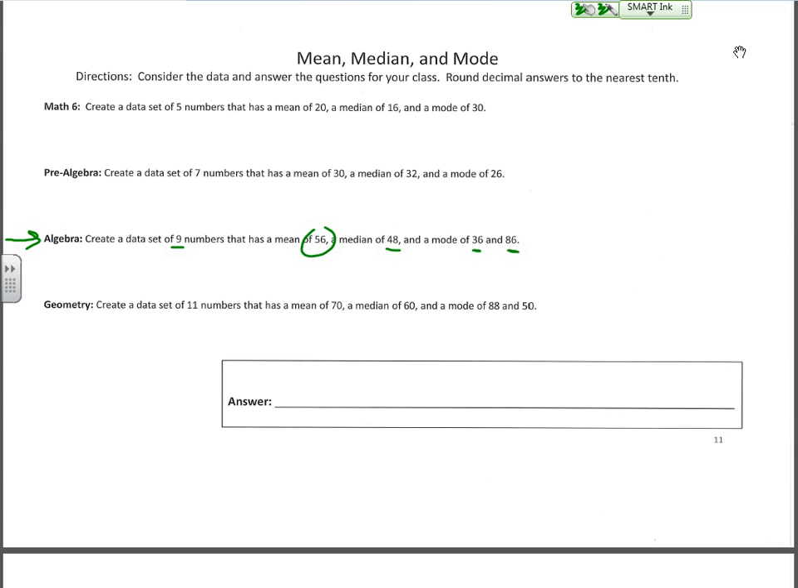So really, you're just writing the other 4 numbers of this data set that will give it a mean of 56. 56 doesn't have to be a number in your set necessarily. They just have to average to be 56. However, the other ones, 48, 36, and 86, they've got to be in there based on the definition of what a median and a mode is. Okay?